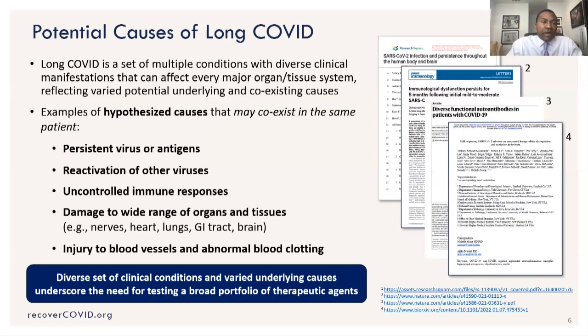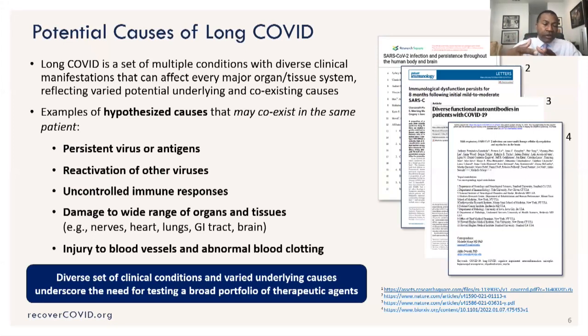Some examples of hypothesized causes that can coexist in the same patient can be persistent virus or antigens, reactivation of other viruses, an uncontrolled immune response, as well as damage to a wide range of organs and tissues, including the heart, lungs, the nerves, nervous system, the GI tract, and the brain.